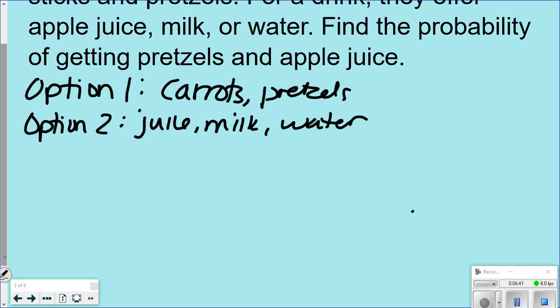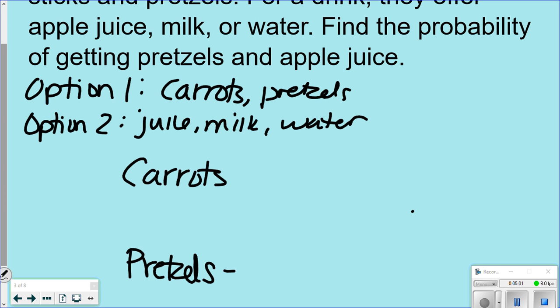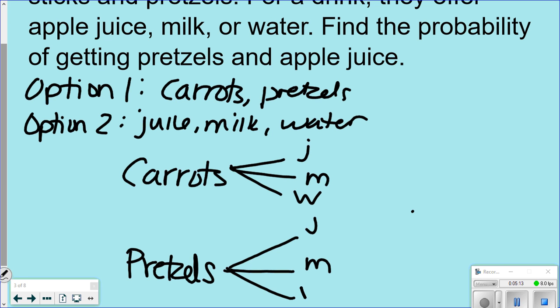Okay, now let's start making a tree diagram. What I'm showing you is a tree diagram of all the possibilities. Let's start with carrots and pretzels. That's the only 2 choices they have. So they can have carrots and pretzels. Now what could they have with their carrot? Juice, milk, and water. So they could have carrots and juice, carrots and milk, carrots and water. They could have pretzels and juice, pretzels and milk, pretzels and water. That's what a tree diagram looks like.